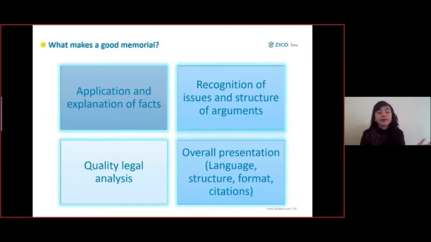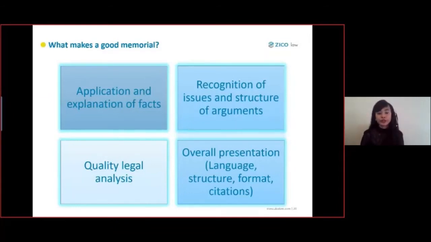To be able to write a good memorial requires really good research, guys. There's really no way around it. So this is particularly an important factor that is put in almost all of the written submission score sheets that I've seen. So next one is overall presentation. Like I've said, make sure that your language is formal, make sure that your structure is on point, your format follows the competition format, and citation.